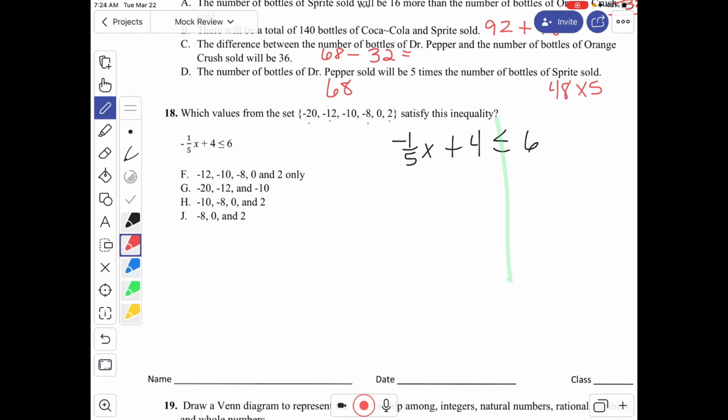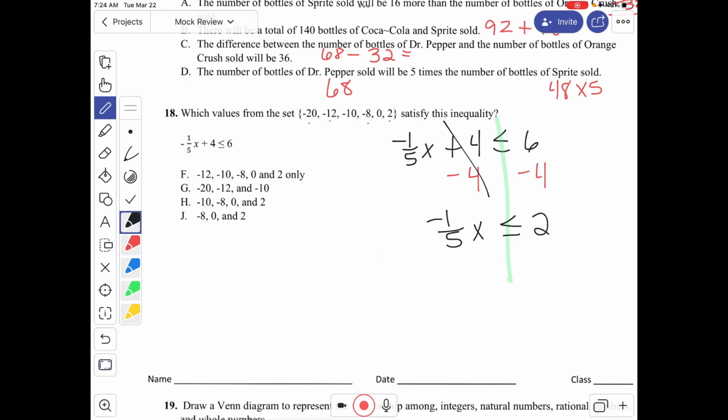Remember, we do the opposite. Find the constant, or the single guy, and start there. So the opposite of plus 4 is minus 4. That cancels. And negative 1/5 times x is 2.